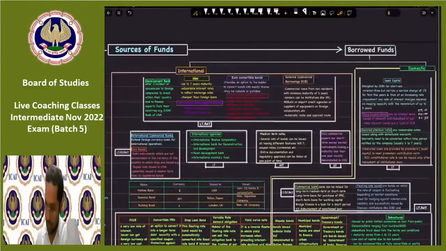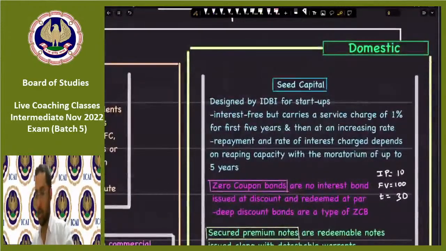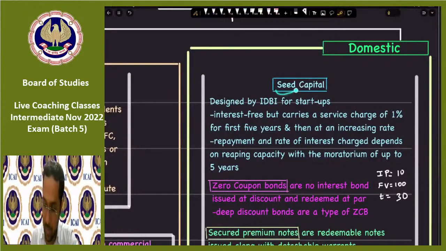Now, when we have borrowed funds, we have two wide classifications. One is the international and the other is the domestic. Now let's understand what are the domestic borrowed funds. Domestic borrowed funds. First, seed capital. Now, seed capital is what?